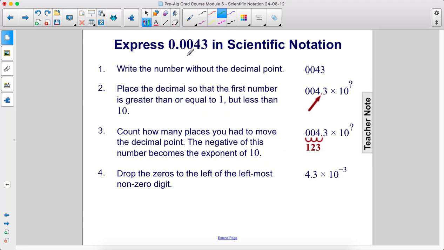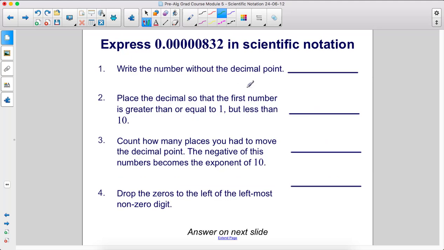To express 0.0043 in scientific notation, first we write the number without the decimal point. Then we place the decimal so that the first number is greater than or equal to 1 but less than 10. So right here. So the coefficient is going to become 4.3. Count how many places you had to move the decimal point. So we moved it this way, 3 spots. So it was here, and then 1, 2, 3. We moved it 3 spots to the right. The negative of this number becomes the exponent of 10. Then we drop the extra zeros, and we get 4.3 times 10 to the negative 3rd.